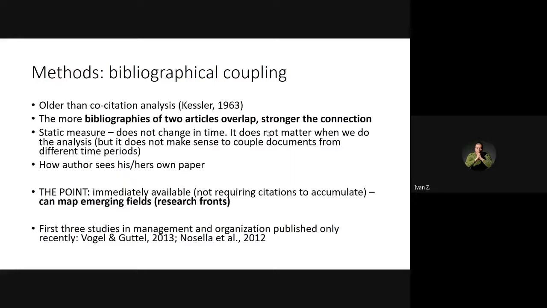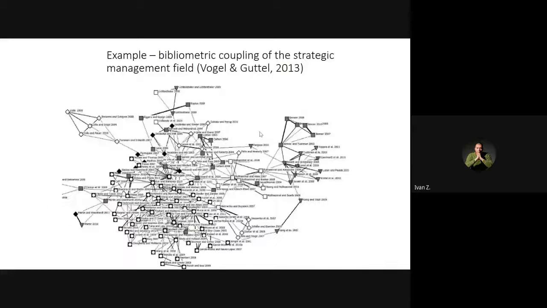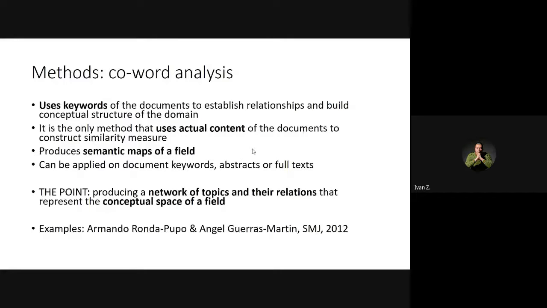And here at the end are some examples of bibliographic coupling studies that were published in management research. So here are maybe some examples of bibliographic coupling maps. This is the one published in Vogel and Güttel, 2013, and so much about bibliographic coupling.